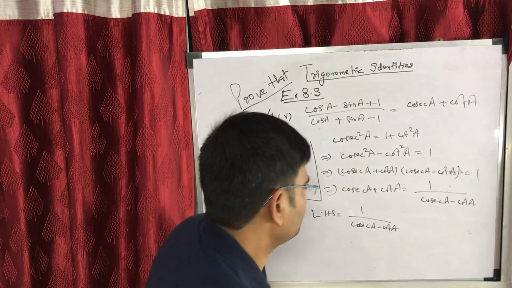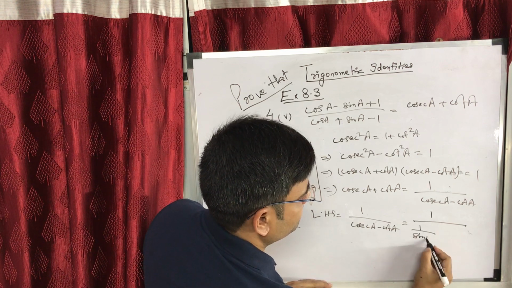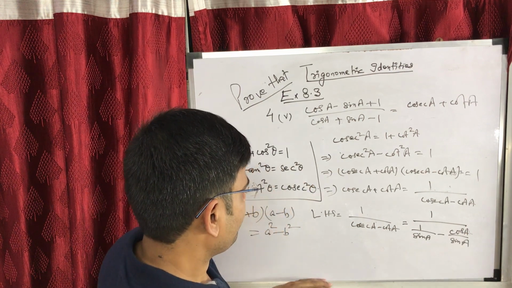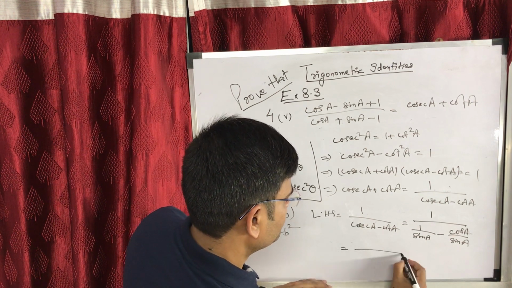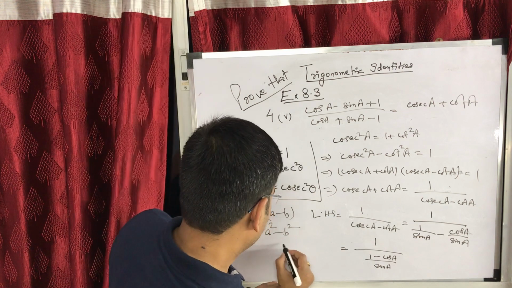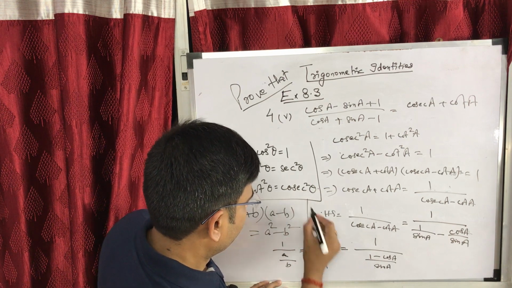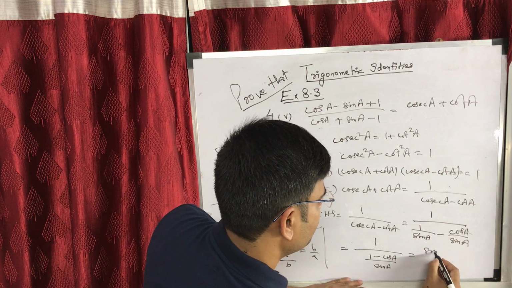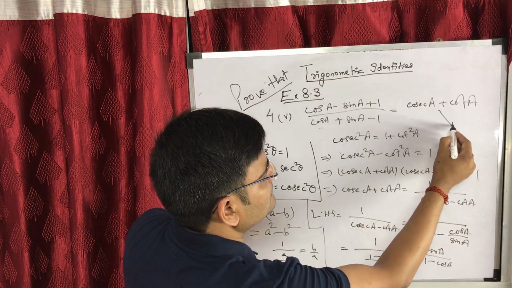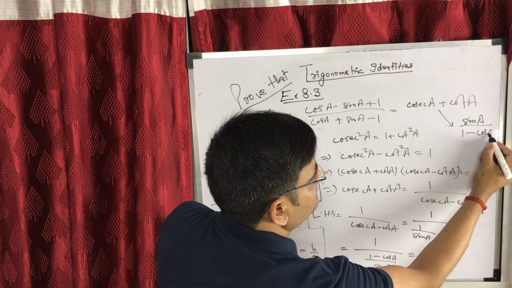Now break into sin and cos. 1 by sin A minus cos A by sin A. Take LCM, sin A: (1 minus cos A) by sin A. You know this, 1 by A by B equals B by A. So this becomes sin A by 1 minus cos A. This is what we have reached so far.